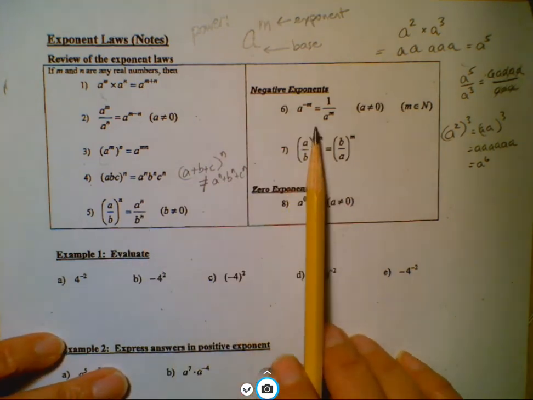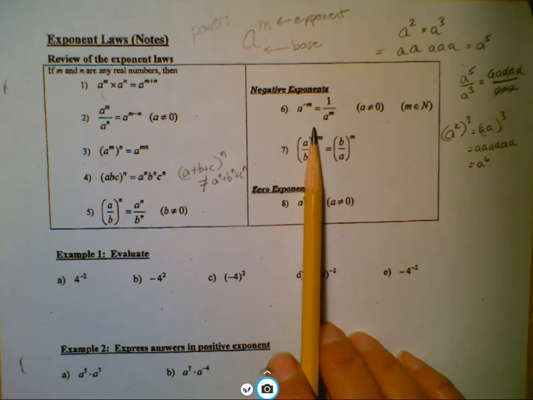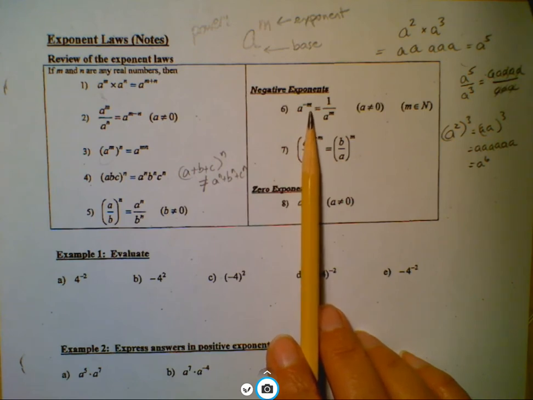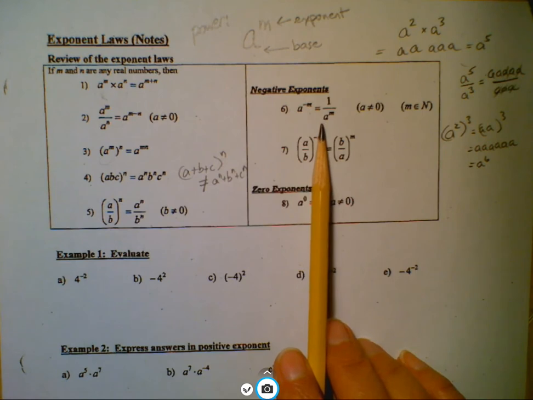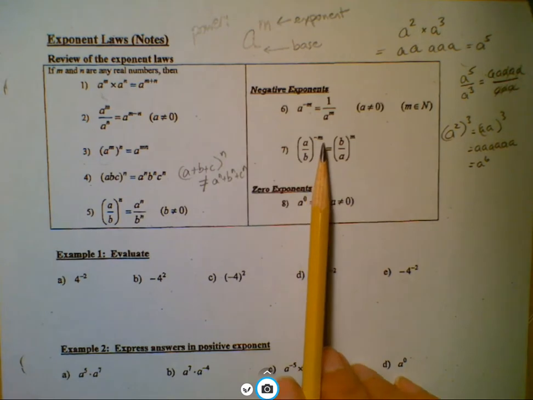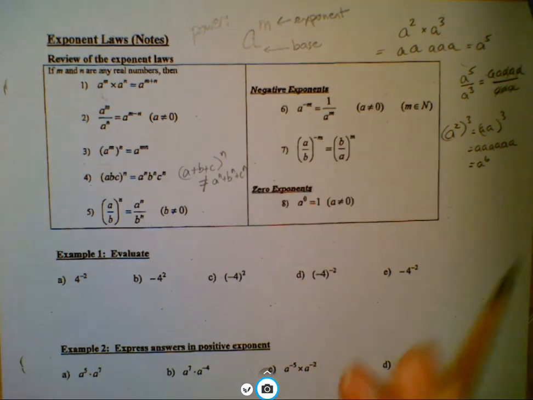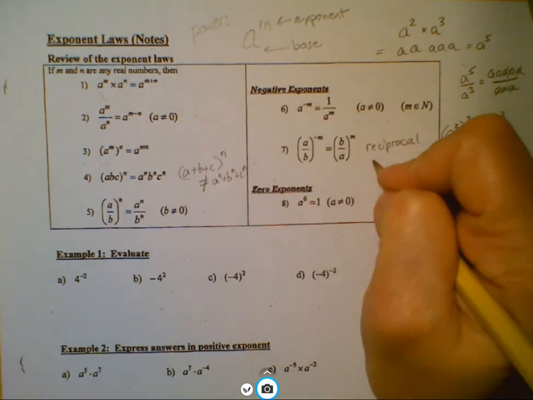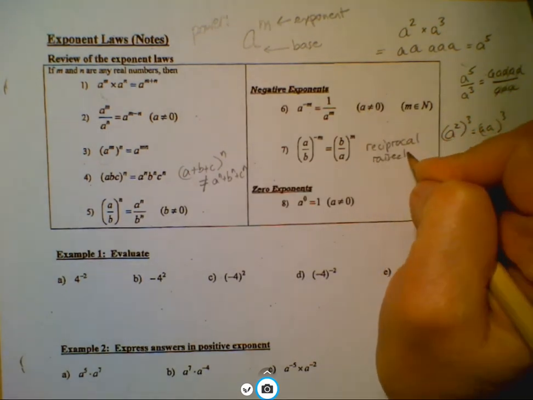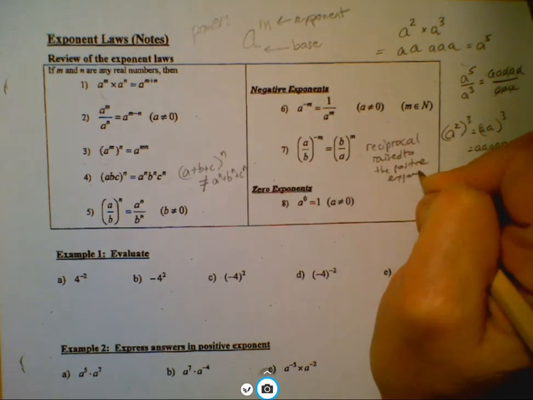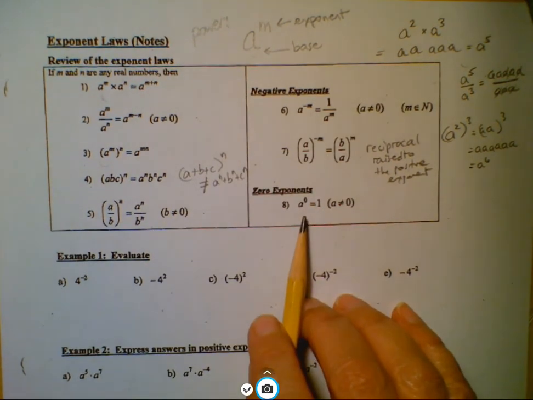Okay, some maybe new ones. You may have seen these before in grade 9 or 10, and if they're new to you in grade 11, it's okay. Negative exponent. A to the exponent negative some number is the reciprocal. It's 1 over a to the positive exponent. And a fraction to the negative exponent is the reciprocal raised to the positive exponent. Okay, and finally, anything to the exponent 0 is 1.